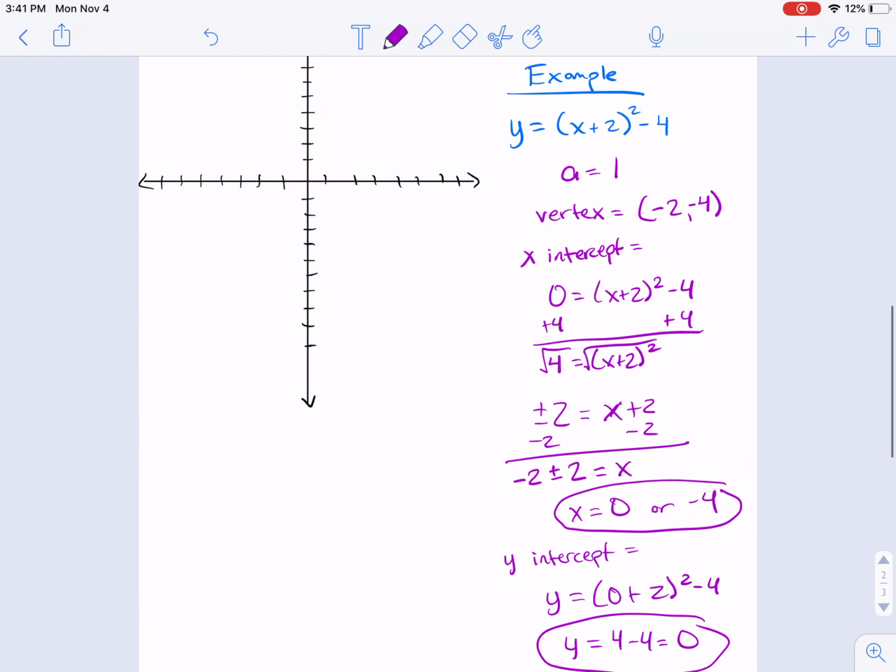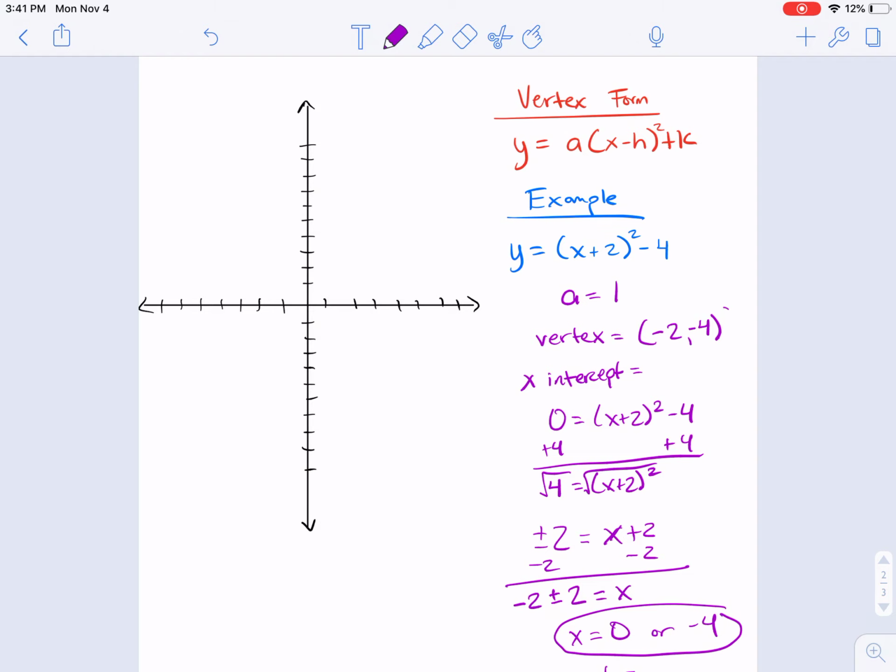I can begin the process of graphing now, and I'm always going to start with that vertex. I know because my A is positive that I should have a parabola that opens up. And so here we go. Negative 2, negative 4 is going to graph right here, and that's going to be my vertex. Specifically, this is a minimum because it shows the lowest point on this parabola. If the parabola happened to open down, the vertex would be a maximum.